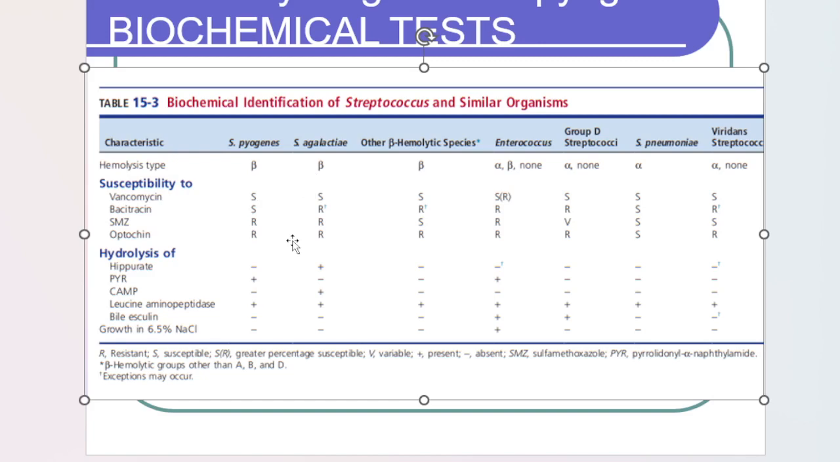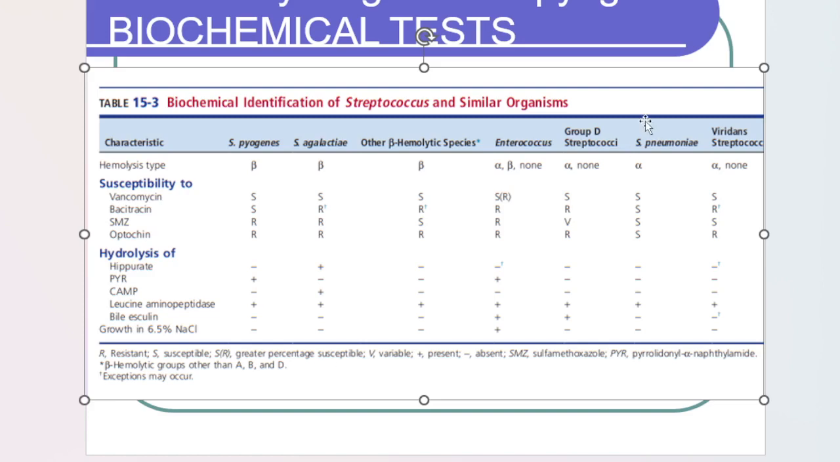Okay? For Enterococcus, to differentiate Enterococcus from group D, we have the PYR and growth in 6.5% NaCl. Okay? So, according to this, only Enterococcus grows in 6.5% NaCl. But some strains of agalactiae also grow at high sodium or salt concentration. Okay?